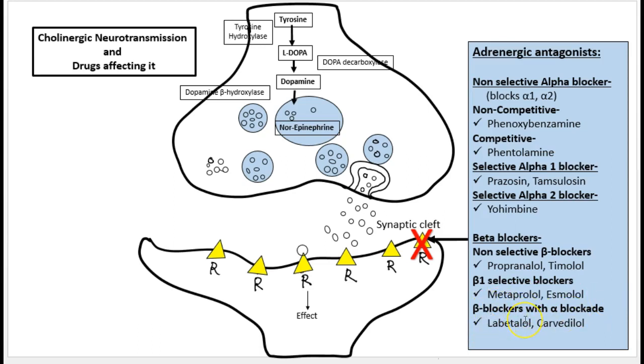And there are beta blockers with additional alpha blocking, meaning they block both beta as well as alpha receptors, and they are much more powerful vasodilators, which include labetalol, carvedilol. So these are the drugs affecting the sympathetic receptors.